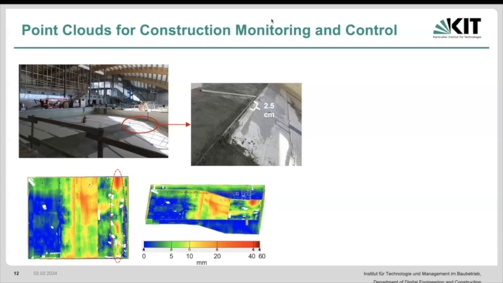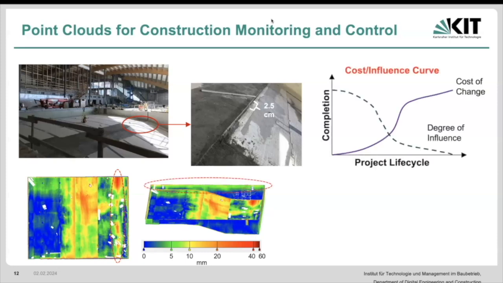And we also mentioned that this goes hand in hand with our cost influence curve, right? And what that means is that as the construction or the project life cycle increases in terms of its time, our degree of influence that we have on a change is going to decrease and the cost of influence is going to increase. So what that means is whatever type of deviation we're trying to measure here, the earlier we identify it, the better it's going to be.